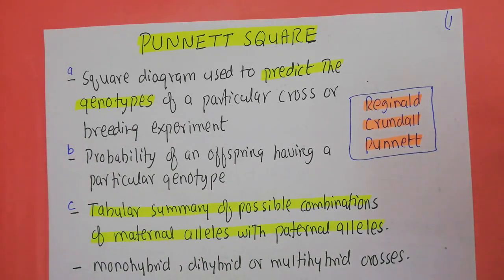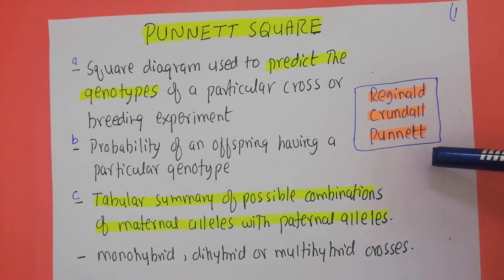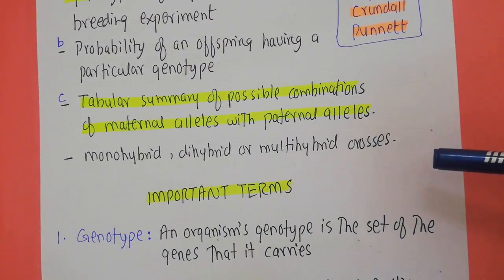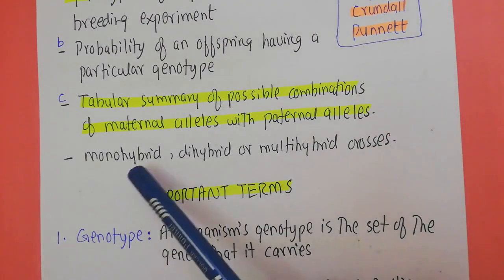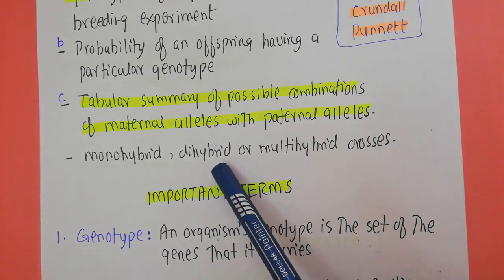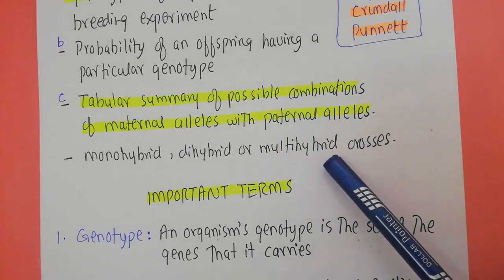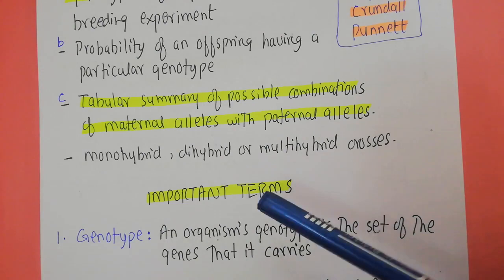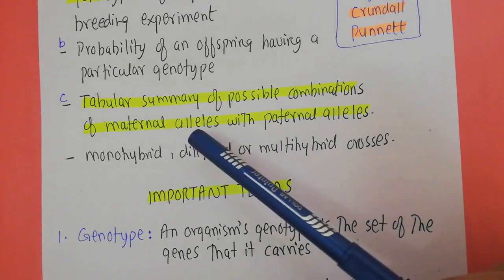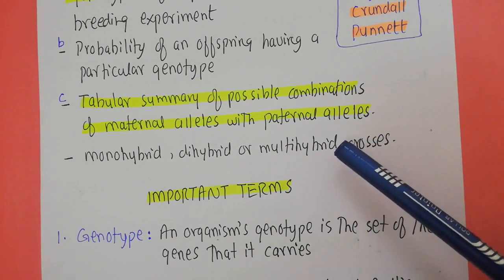A little bit of history. The Punnett Square is called the Punnett Square because it was designed by Reginald Crundall Punnett. Now, these are not three names. It is the single name of the scientist who proposed this Punnett Square, and therefore it is called the Punnett Square. You can use it for monohybrid crosses, dihybrid crosses, and multi-hybrid crosses, to determine the possible combinations of the genotypes of the maternal alleles with the paternal alleles.